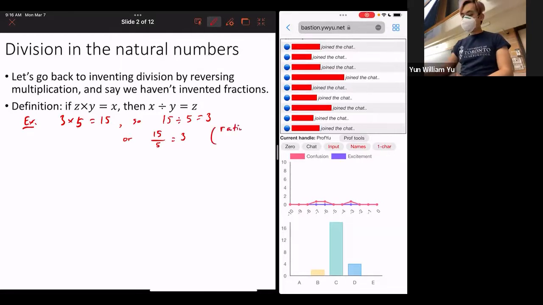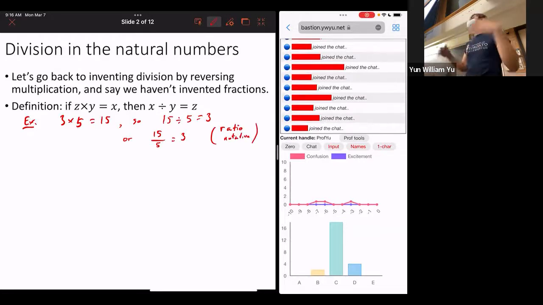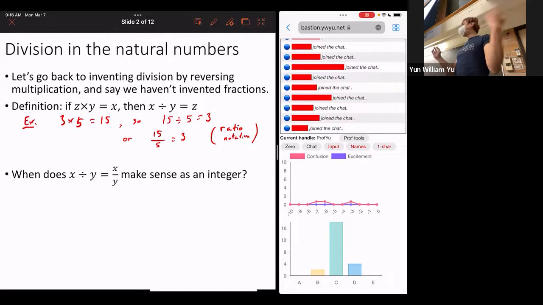So this is ratio notation. Basically what we mean by that is 15 is to 5 as 3 is to 1. That's the same relationship between them, right? Okay. So let's remind ourselves again.